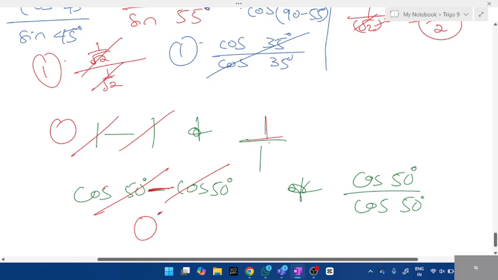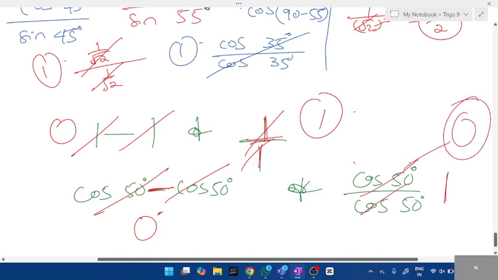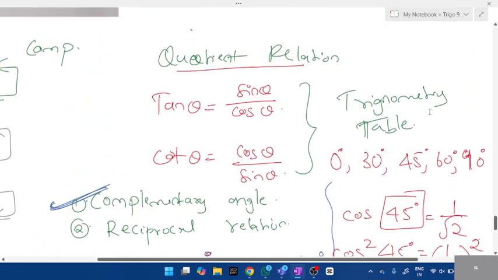What is 1 divided by 1? 1 divided by 1 is 1. In the same way, when you divide something by itself, the answer is 1. I've seen students writing that 1 and 1 cancel, and they write this as 0. It is not actually 0. When you divide equal values, the answer is 1. Okay, it is not 0, it is 1. Fine, that's it. We have revised all the concepts.